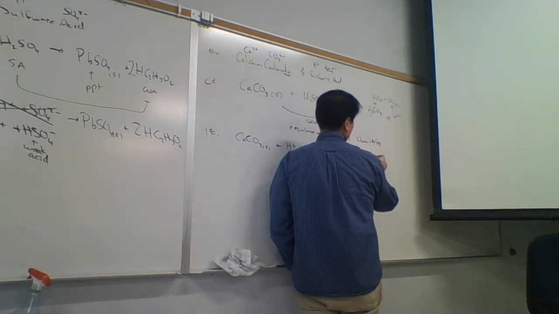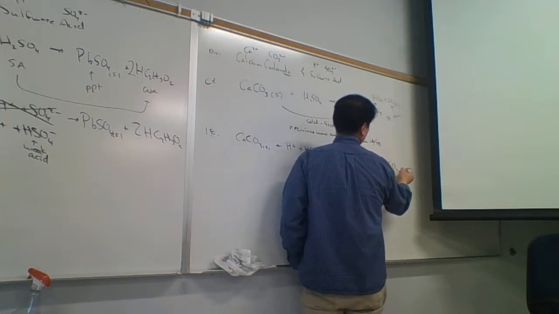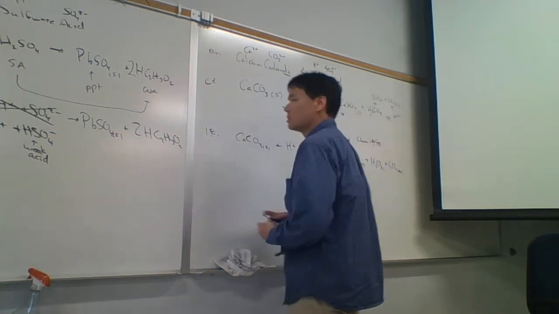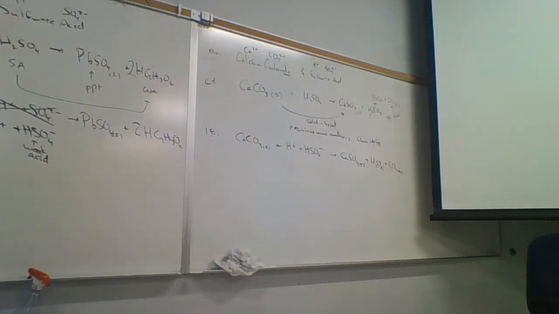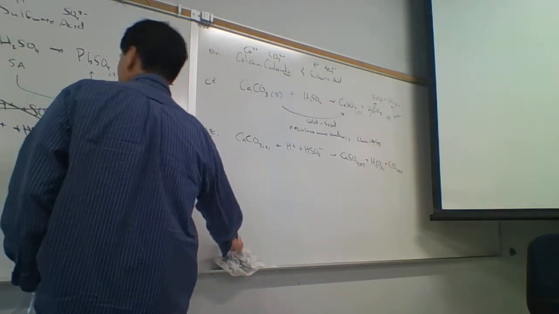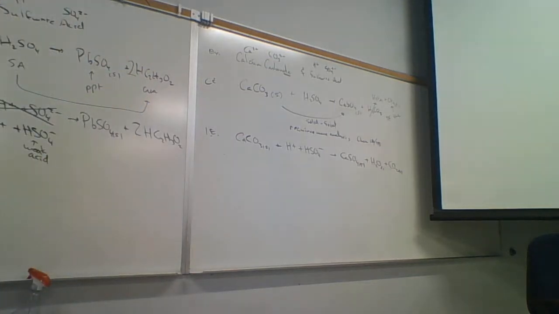H2O, do we ionize that? No. CO2, do we ionize that? No, because we only ionize the soluble salts, the strong acids, and the strong bases. That's it. That you should have memorized. So we have some examples here. The examples of precipitation, stronger acids, weaker acids, gas formation. Just a few examples of those.